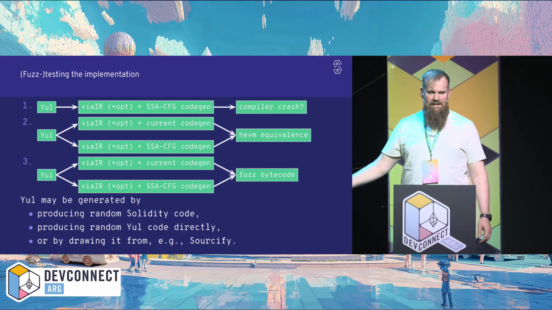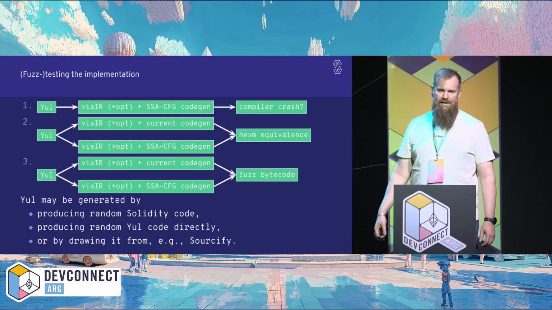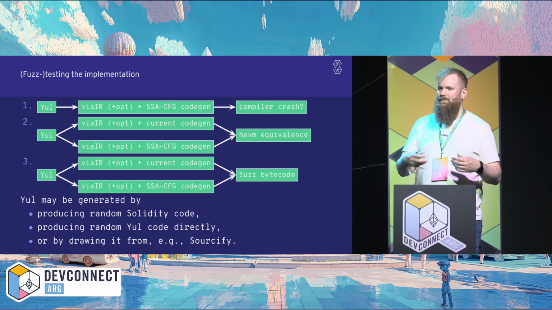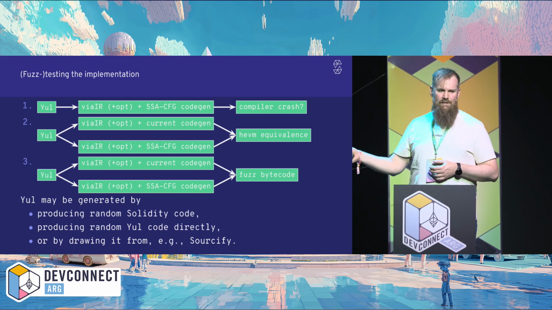Then we want to stabilize the implementation, and to do that, we want to do a lot of fuzzing, right? We can do fuzzing in multiple ways. We can take Yul, we can optimize it, we can do codegen on that, and see whether the compiler crashes. That's maybe not very satisfactory. We can do better than that.